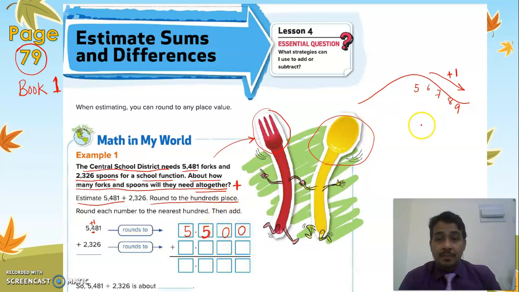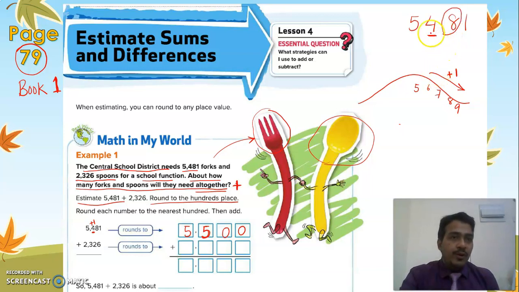Understood? I repeat once again. Your number is 5481, and this is your rounding number. To the right we have 8. Since 8 is there, we move forward, we do +1 to the rounding number, so 4 becomes 5. Understood? Check the next number now.